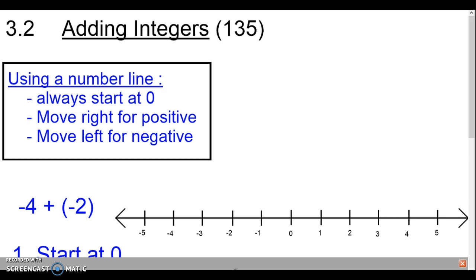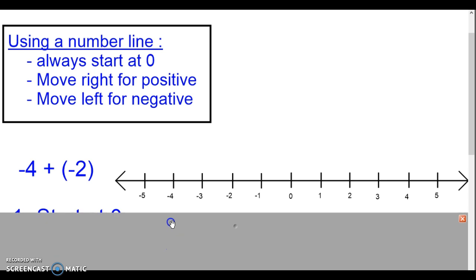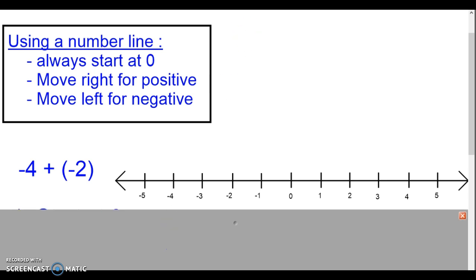Okay, so now you can look at an example. It says -4 plus -2. So I'm going to start at 0, which is right here, and since it's a negative number, I'm going to move to the left 4 spaces. So 1, 2, 3, 4, and then plus a -2. This right here does not mean it's a positive sign. It means we're doing the operation of addition. And now I need to add -2, so I'm going to go 2 more to the left. That would put me right here, which would be -6.